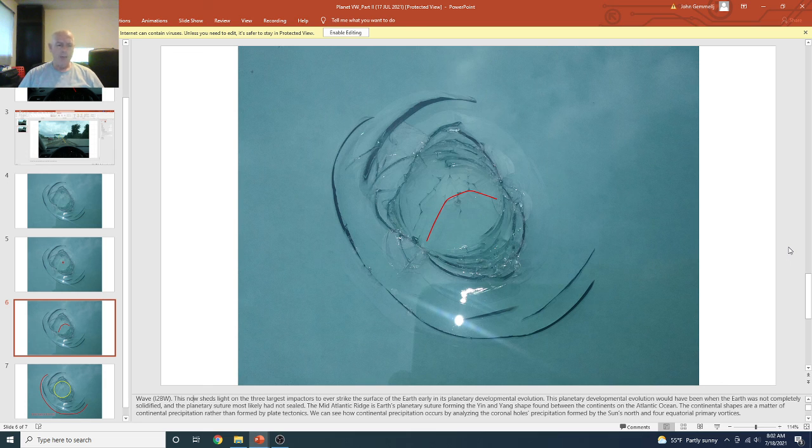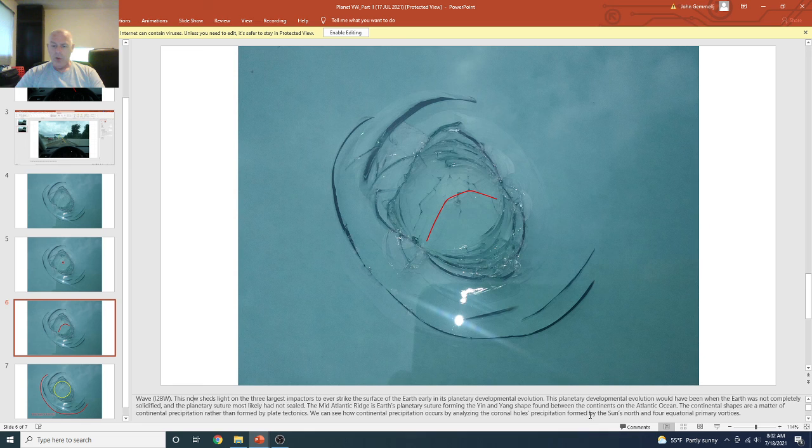So, anyway, I'll go back down here. The continental shapes are a matter, and we already talked about that, of continental precipitation. And it's called continental precipitation. Why? Because they precipitate. I mean, it's like rain clouds. We can see how continental precipitation occurs by analyzing the coronal holes, the very, very large coronal holes, which I've sent analyses of to NASA.